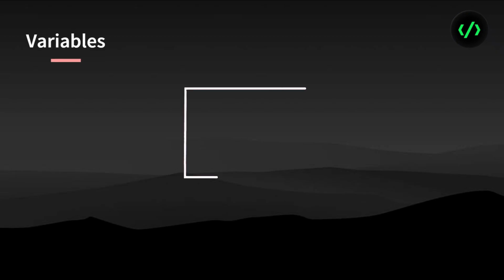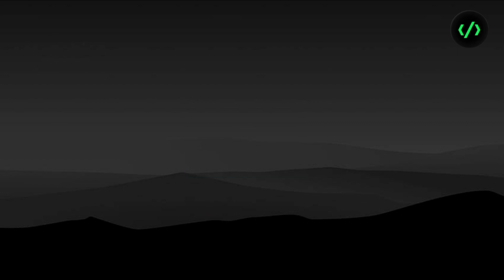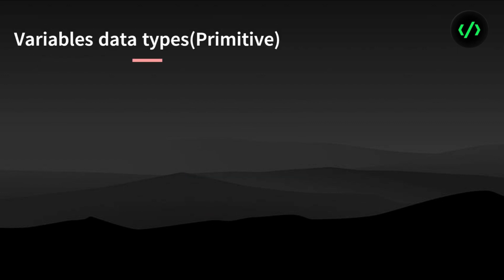In Java, a variable is a container that holds data that can be manipulated and referenced in a program. Variables are used to store values and give them a meaningful name. There are different types of variables in Java, classified based on their data types.